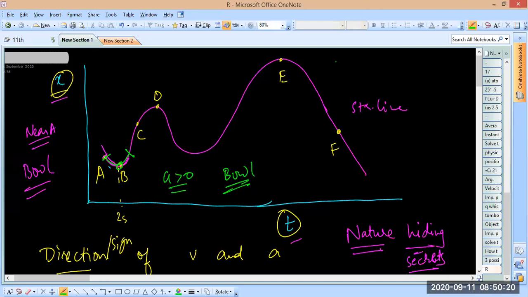What is that? On this side here, the velocity is negative, but on this side, the velocity is positive. So from negative, the velocity has become positive. So it means acceleration should be positive, right? Because it has changed that way. Okay. So that's done. So at B, the acceleration is positive.